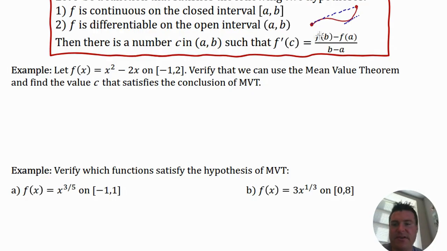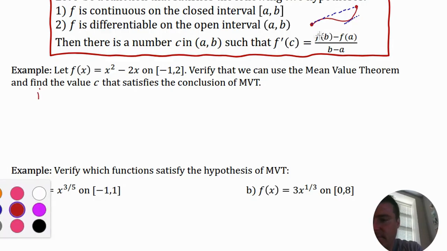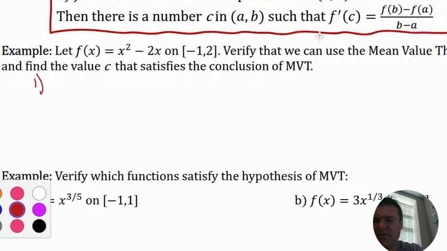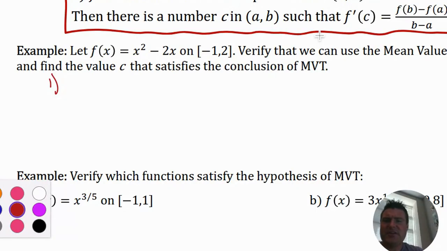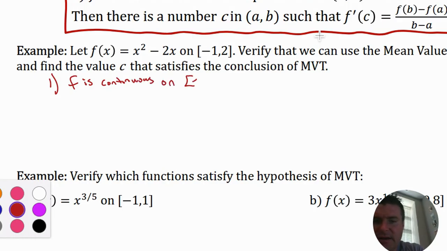Verify that we can use the mean value theorem, and let's find that number c that satisfies the conclusion. The first step I'm going to do here is I'll zoom in so my handwriting isn't so bad. This is another parabola, so we're totally good to go here on continuity and differentiability. So f is continuous on -1 to 2, and f is differentiable. This is me verifying that we can use it.